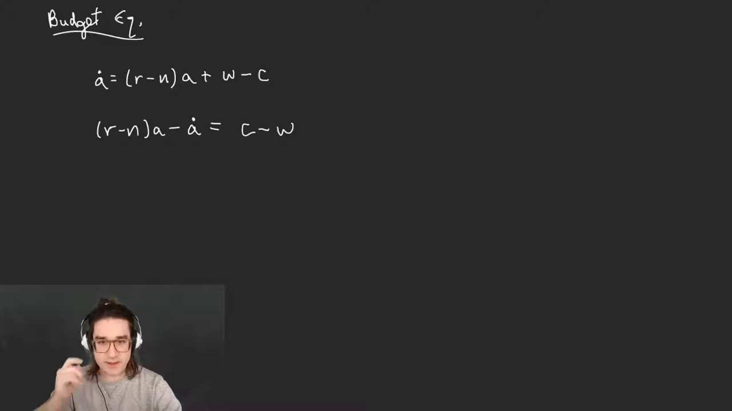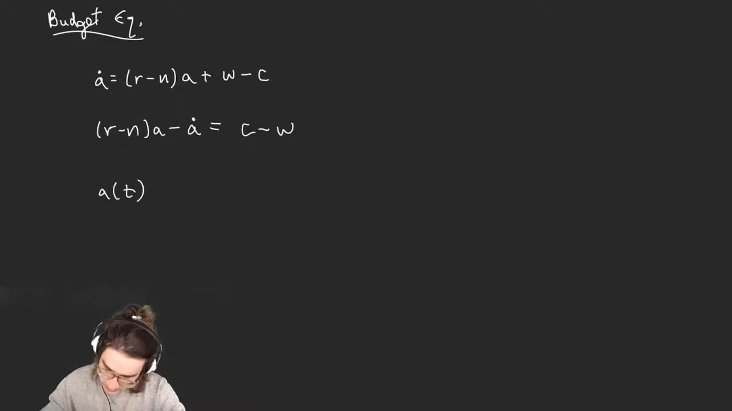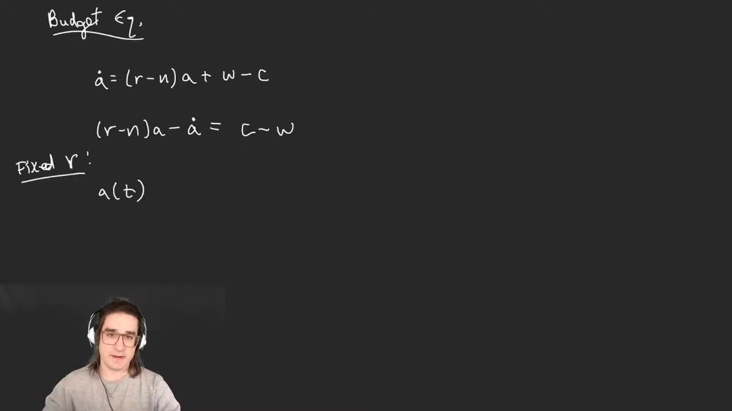And so if you want to think about what A of T is, first let's do the case where R is fixed. Having R of T actually varying doesn't break what we're going to do here, it just adds a little bit of nuance. We'll do the fixed R case first and then add on at the end what happens with time varying R. It's basically the same thing.